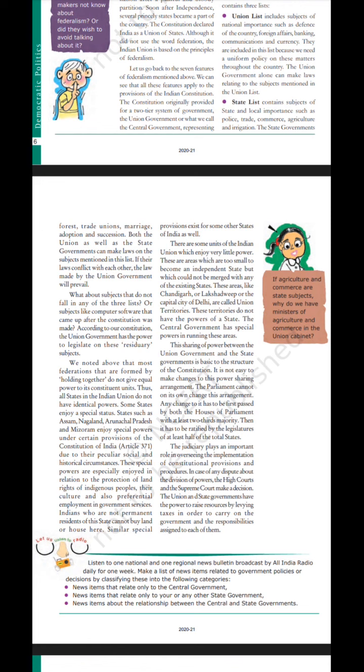Concurrent list includes subjects of common interest to both the union government as well as the state governments, such as education, forest, trade unions, marriage, adoption, and succession. Both the union as well as the state government can make laws on the subjects mentioned in this list. If their laws conflict with each other, the law made by the union government will prevail.